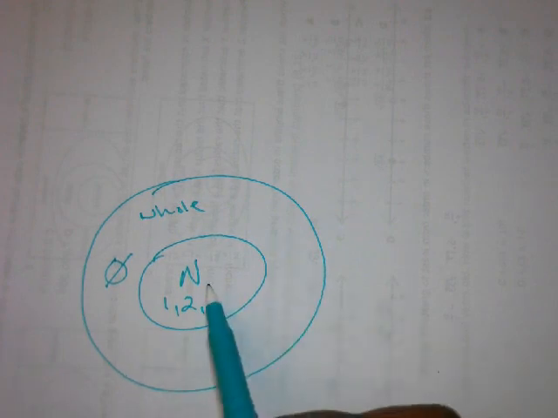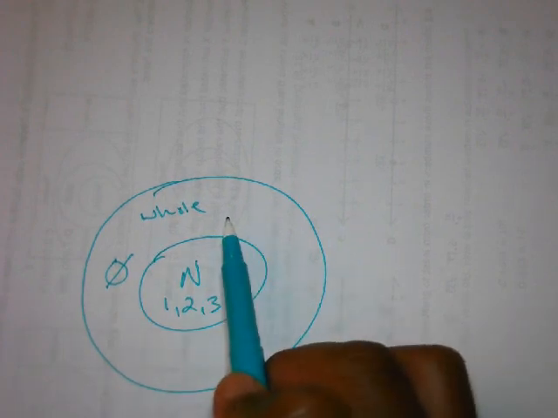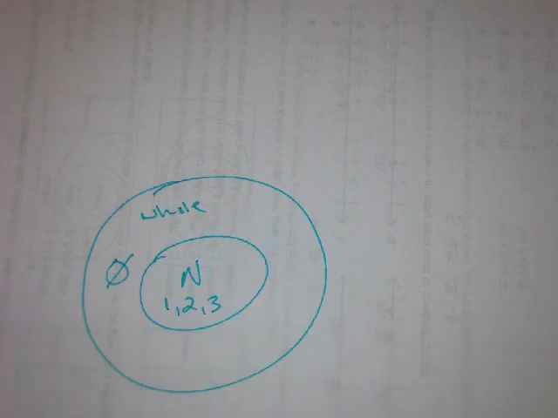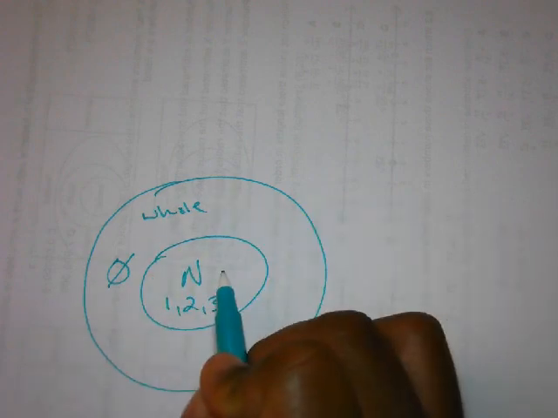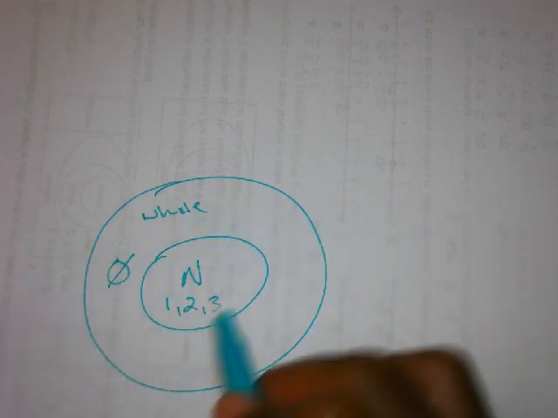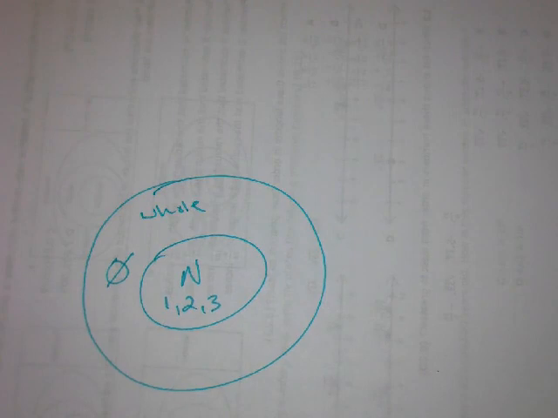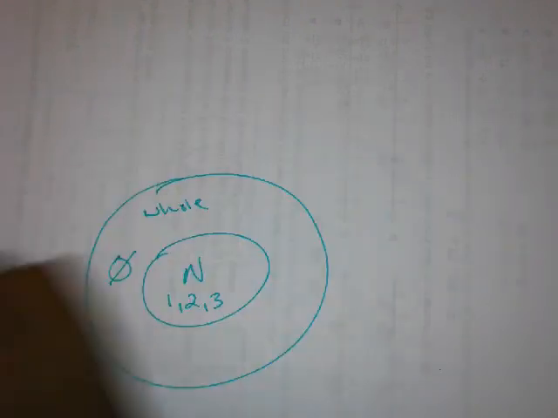So all natural numbers are whole numbers. The number 1 is a natural number, and it is also a whole number. But not all whole numbers are natural numbers because 0 is not a natural number. So again, all your natural numbers are whole numbers, but not all whole numbers are natural numbers because 0 is not a natural number. The next one, and I'll use a different color.